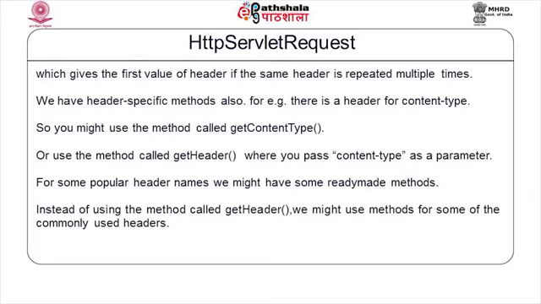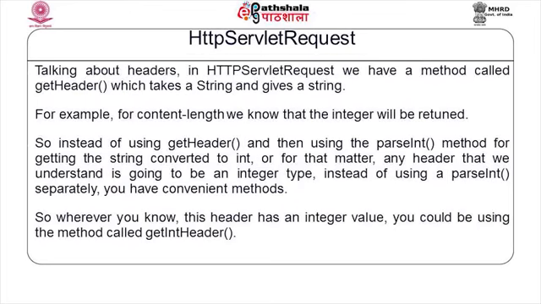We even have methods for some of the commonly used headers, header-specific methods. For example, there is a header for the content type. You might use the method called getContentType straight away, or you use the method called getHeader where you pass content type as a parameter. So for some popular header names, we have ready-made methods instead of using getHeader and passing the name of a header. For some of the commonly used headers, we have a convenient method in our HttpServletRequest.